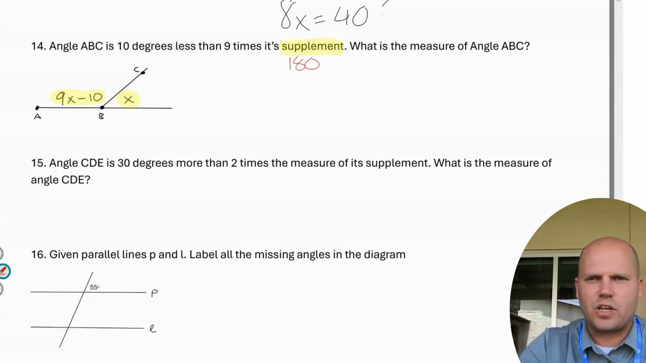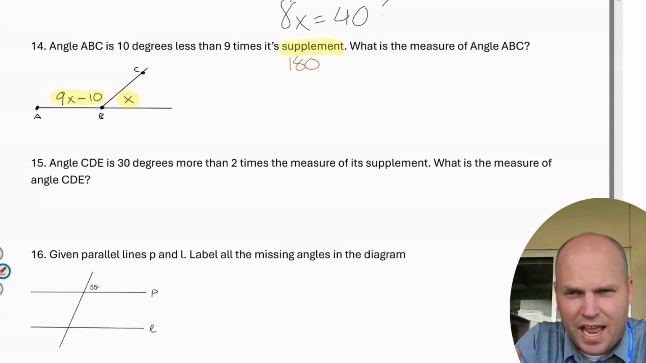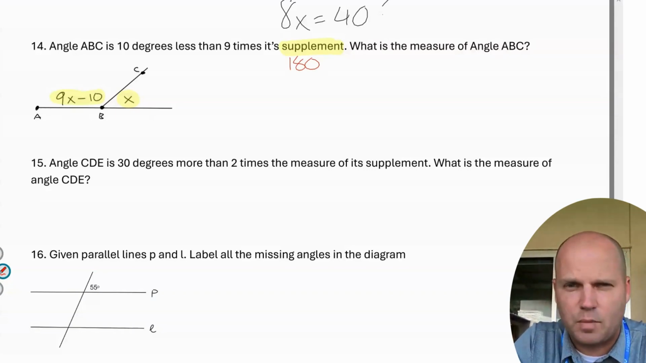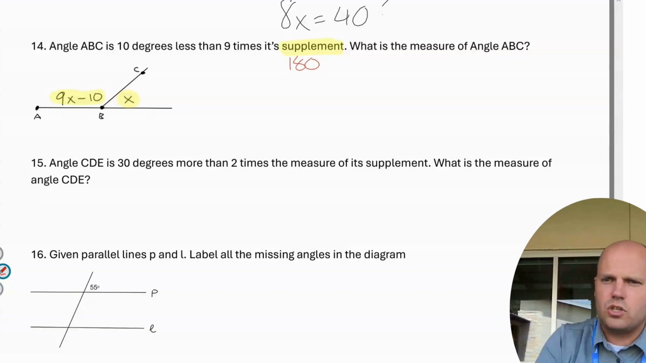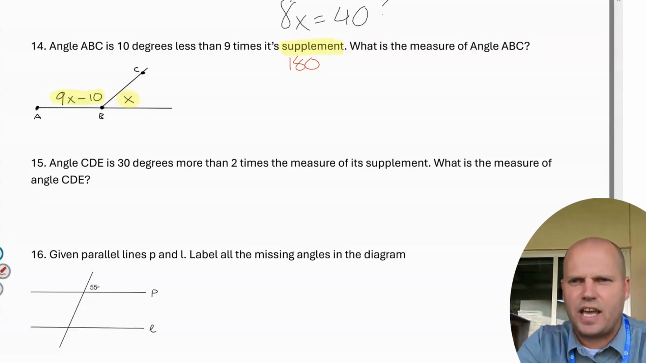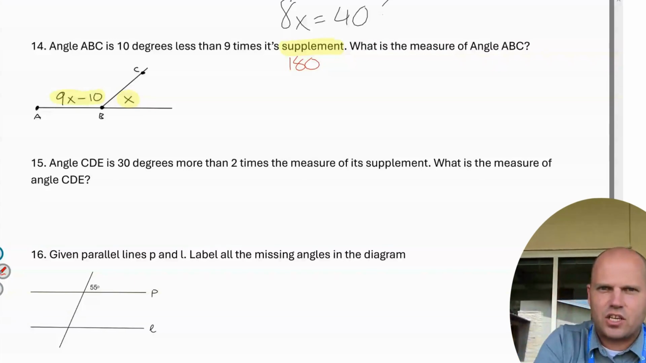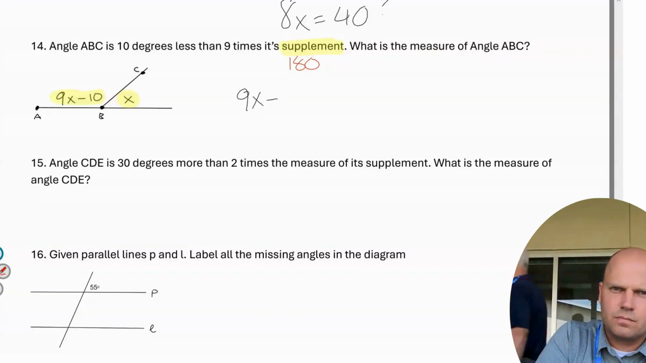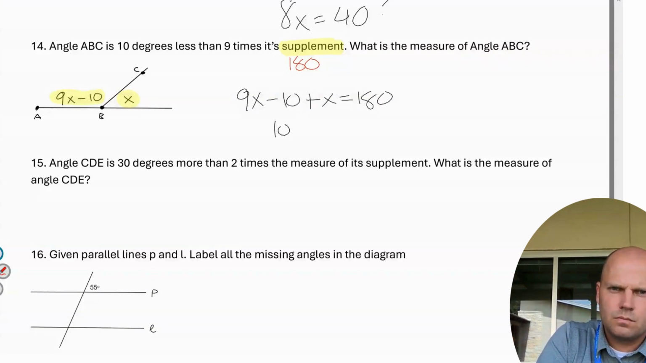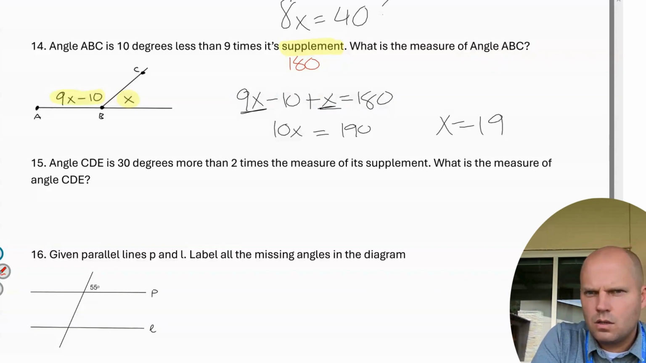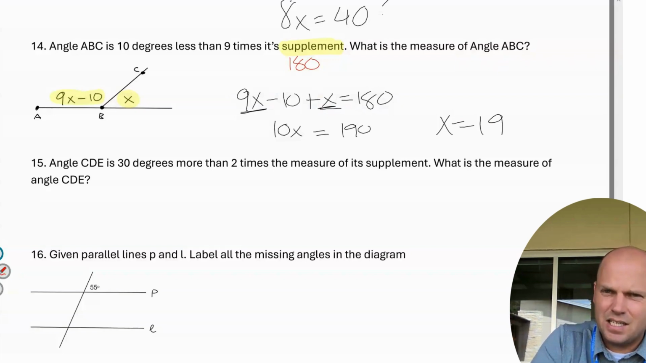180, because they're on a straight line. It's easy to show supplementary angles by just drawing a straight line and then going from there. So you should know it's very similar to the complementary setup. Add the two angles together, they should equal 180 degrees. Same side, combine the x's. X is 19.